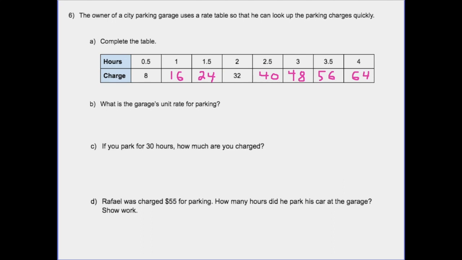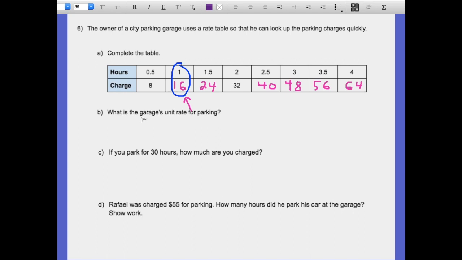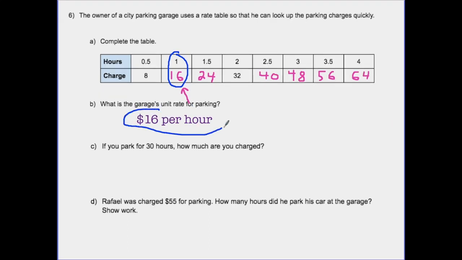What is the garage's unit rate for parking? This one is actually in the table. It's right here, where we have per 1. Unit rate is always per 1. So now we're going to write that. It is $16 per hour. Circle my final answer for that.